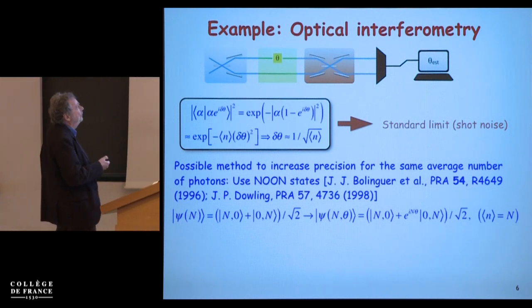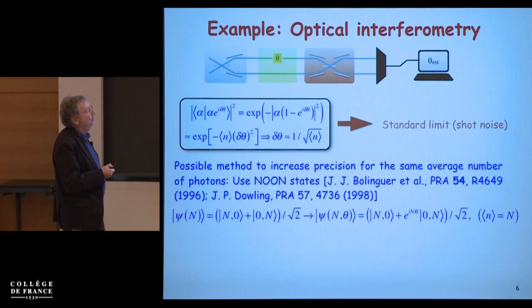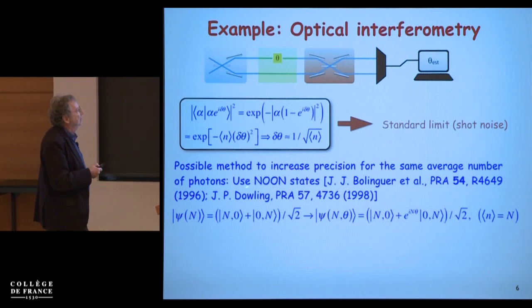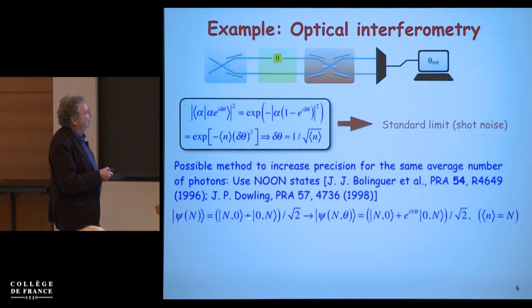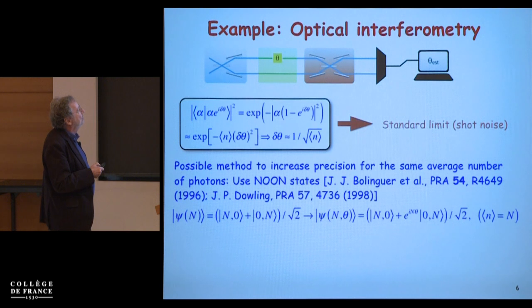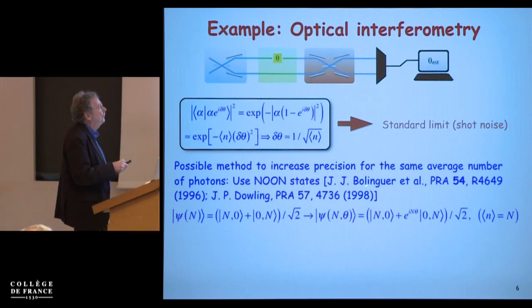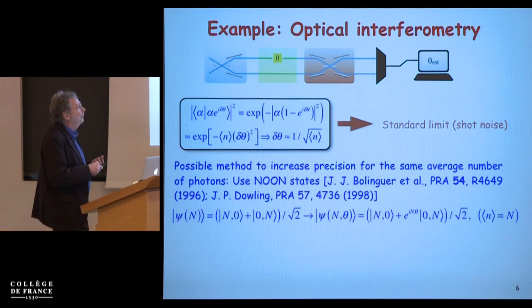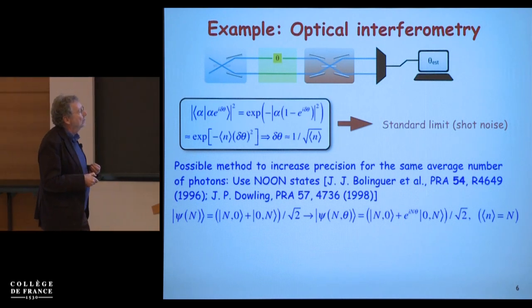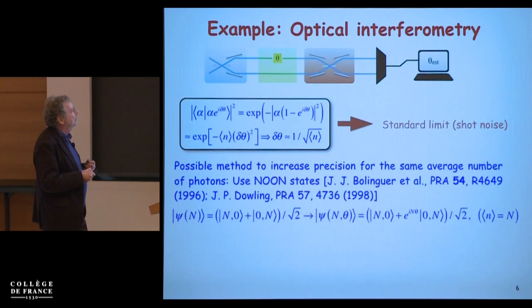Yes, it is. For instance, we can use the so-called NOON states. They are states defined in this way here, so you see the name NOON here. They have n photons in the upper branch or n photons in the lower branch, and in fact this state is a superposition of these two possibilities. These states were introduced within the trapped ion framework by Bollinger et al., that's Wineland's group, and in the optical interferometry framework by Jonathan Dowling.